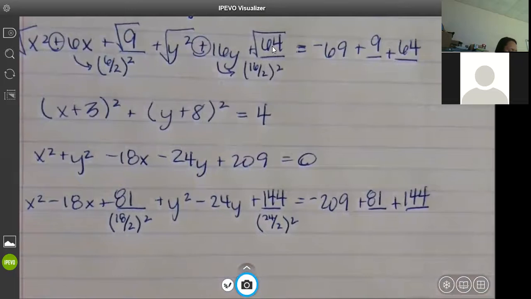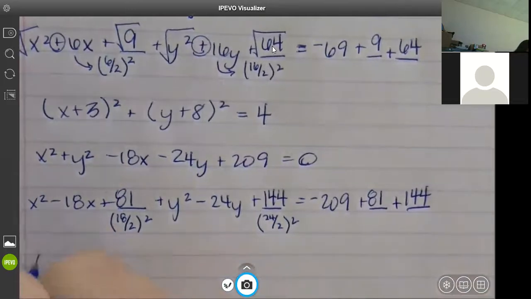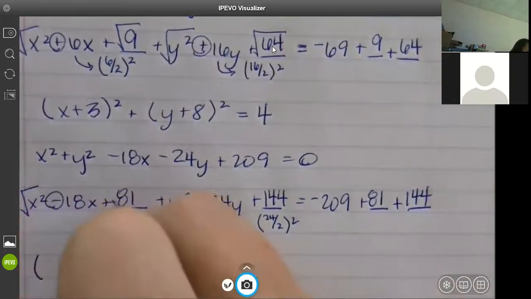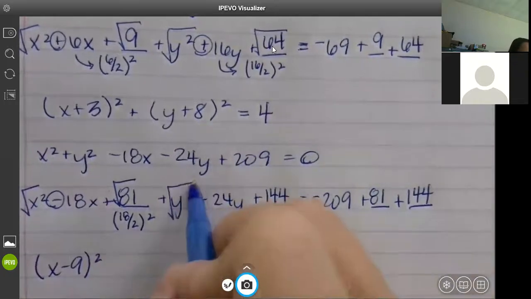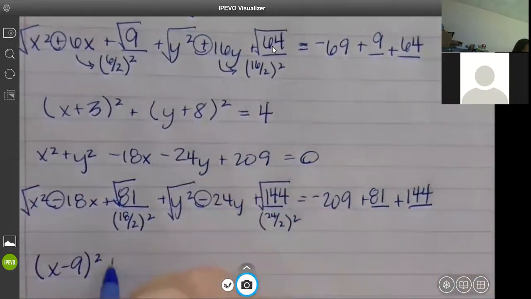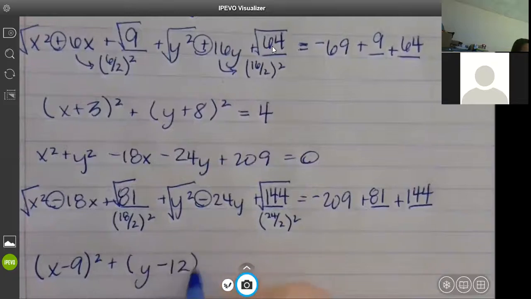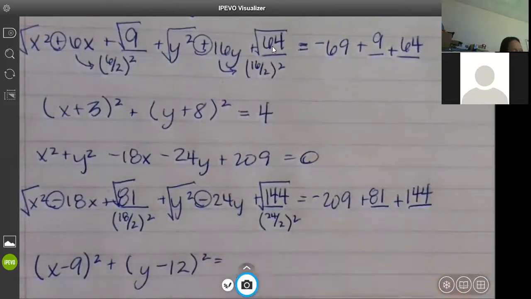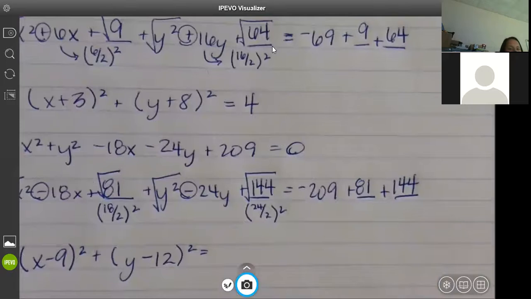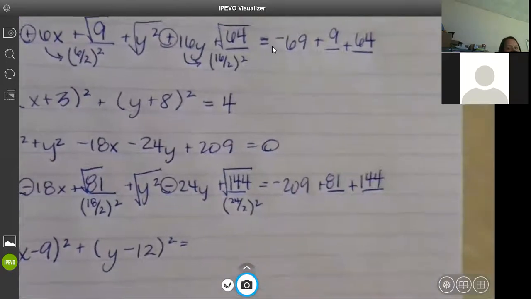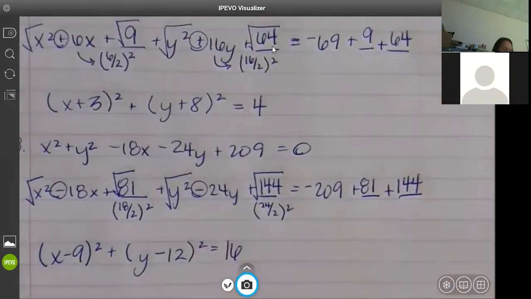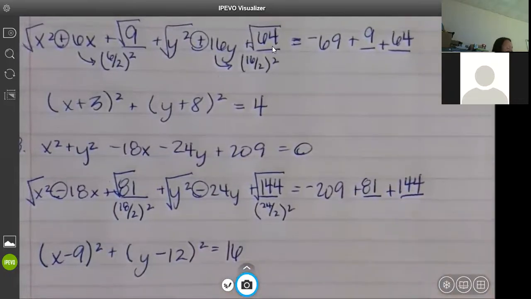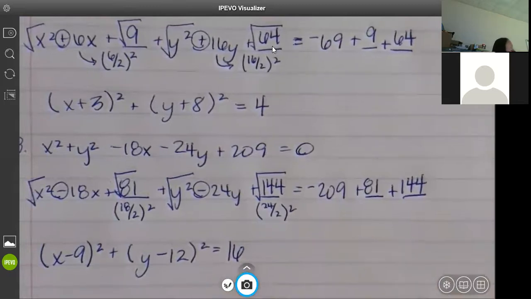Give me a minute to write it down. First factor, square root, sign, square root. Perfect. Square root, sign, square root. Equals. Perfect. Center. 9, 12. Radius. That's it. Sorry. Is everybody good?